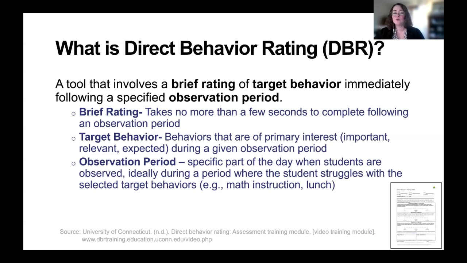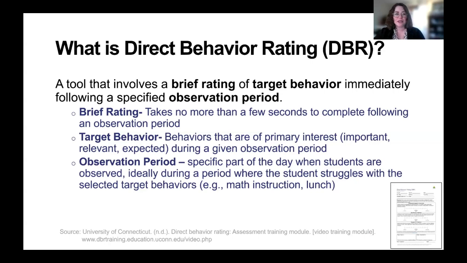Brief rating. We truly mean brief, right? How many seconds does it take you to make a check mark? That's pretty much what we're talking about for the duration of a DBR, right? Think about all your other tier two interventions. That's pretty good, right? It's absolutely brief.